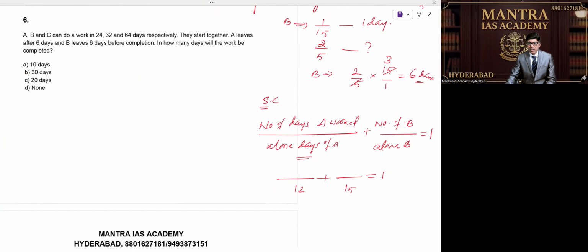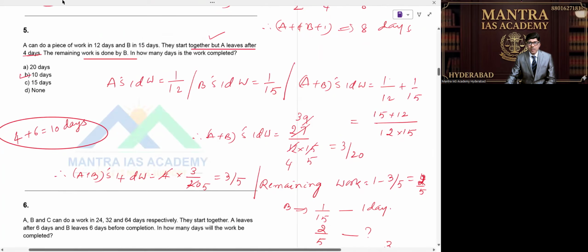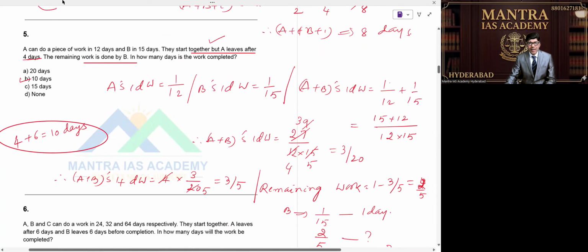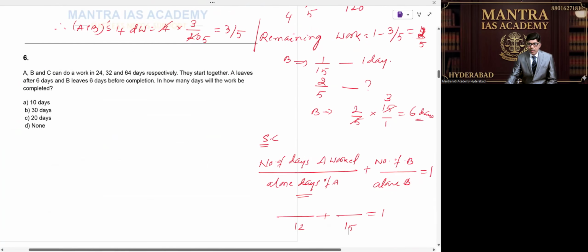Now, how many days? The clear picture is that after 4 days A left. That implies what? They start together, but A leaves after 4 days, which implies he worked only 4 days. So the number of days A worked is only 4 days.